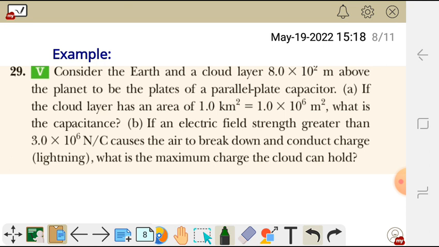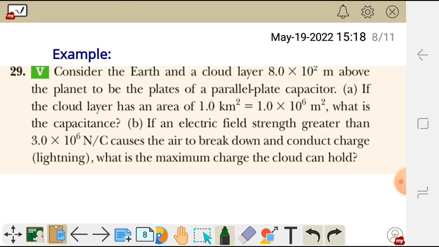For example, we have this question which says, consider the earth and a cloud layer 8.0 by 10 to the power 2 meters above the planet to be the plates of a parallel plate capacitor. Then A, they are saying, if the cloud layer has an area of 1.0 kilometer squared, which is equal to 1.0 by 10 to the power 6 meter squared, what is the capacitance?